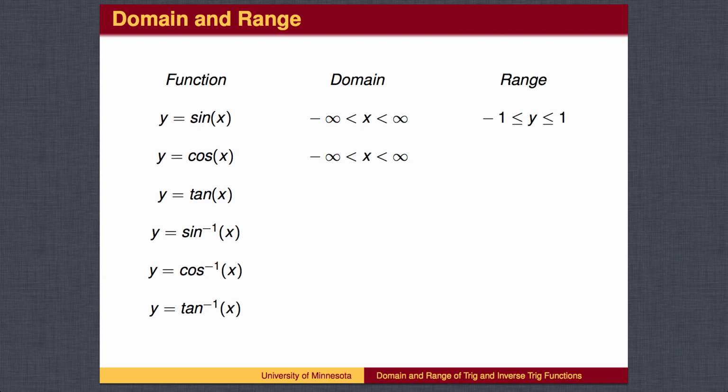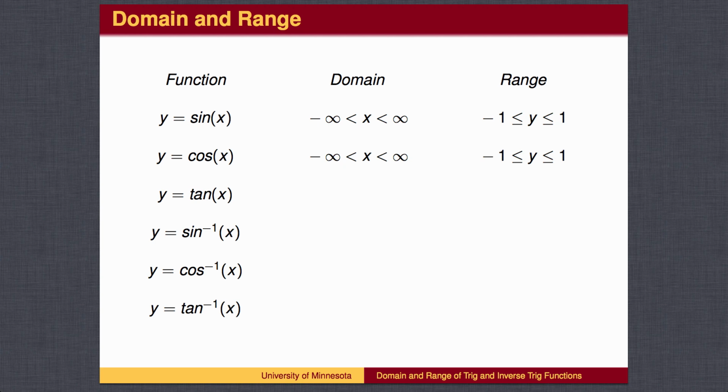The same applies to the cosine function. The output of the cosine function is a horizontal distance on the unit circle. The largest value occurs at the rightmost point of 1, which corresponds to the input angle 0, and the smallest value occurs at the leftmost point of negative 1, which corresponds to the angle 180 degrees or pi radians. Therefore, the range of the cosine function is also all numbers between negative 1 and 1.